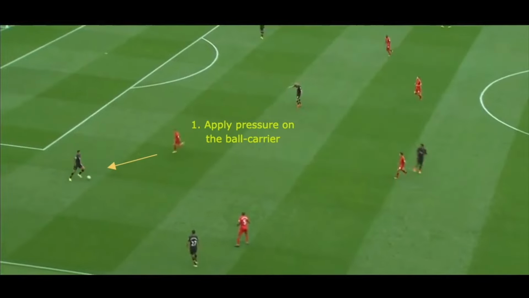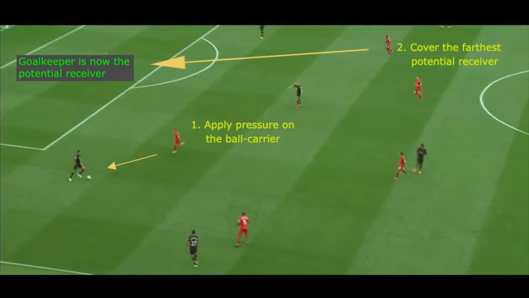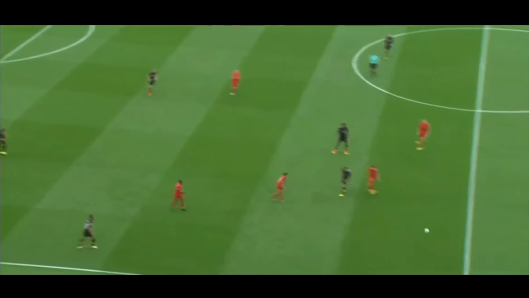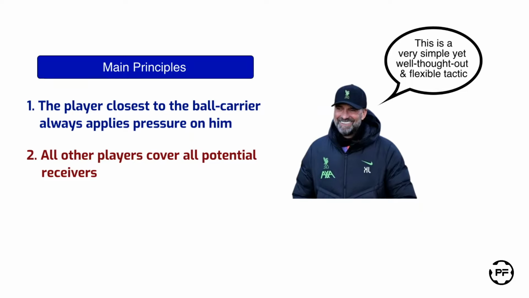Now the new situation arises and the closest player attacks the ball carrier. But now the goalkeeper becomes a potential receiver, and our third striker should anticipate it and move closer to him. However, he doesn't, making this not an ideal pressing example, even though we managed to win the ball back. Please note that this is a very simple yet well thought out and flexible pressing tactic.